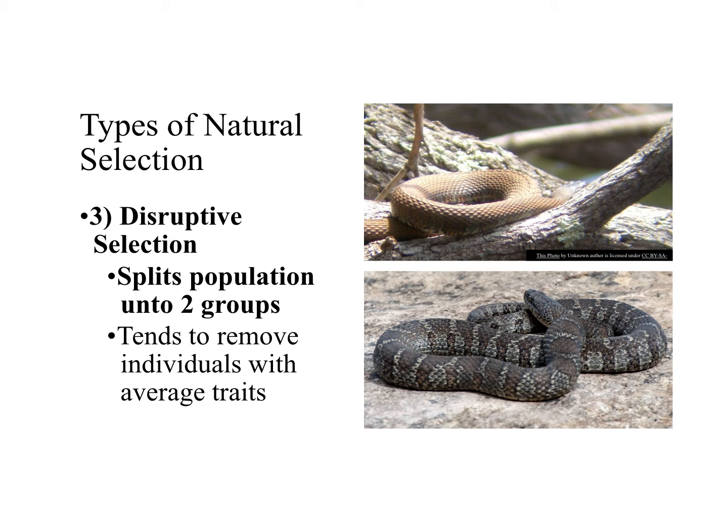A third type is called disruptive. Disruptive selection splits the population up into 2 different groups. Typically, the average or middle trait is removed, and you only see those 2 extreme traits. So here's an example of a snake species. It exists in both a really dark color and a really light color. So we're seeing the extremes between dark and light, but nature doesn't favor the in-between.